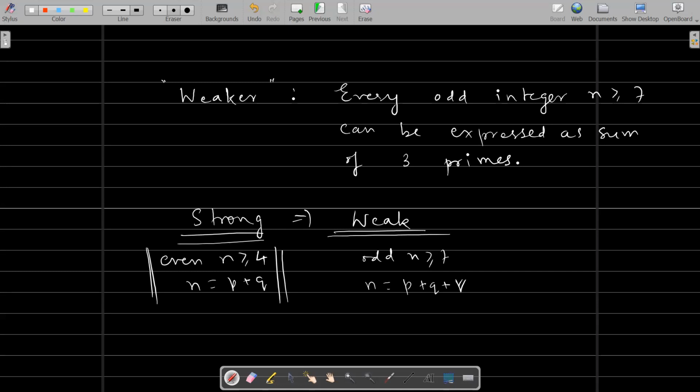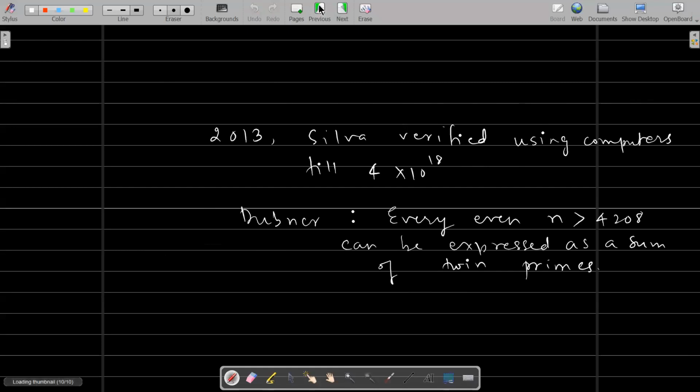Shreya? Sir, two things. First of all, r can be equal to 3. Very good. And also, I had a doubt in the previous, stronger form. Could you go to the previous slide? Yes, this one. How can every even n be expressed as a sum of twin primes? Because then we just have to divide by 2, and n minus 1 and n plus 1 will be the twin primes. Yeah, so something like that.